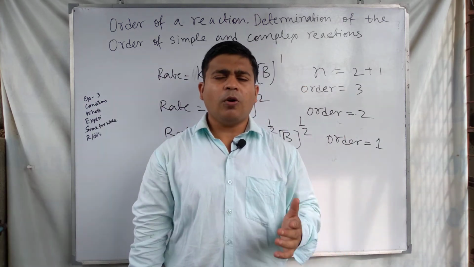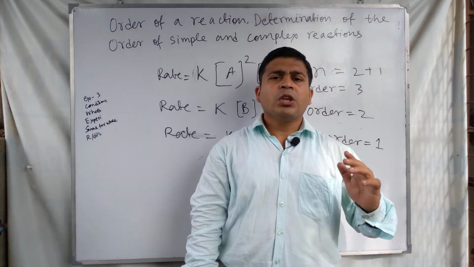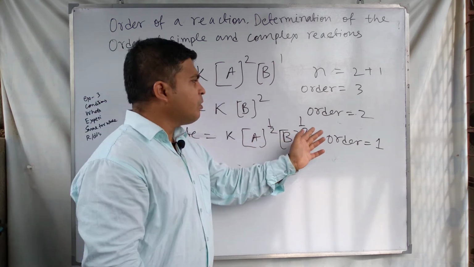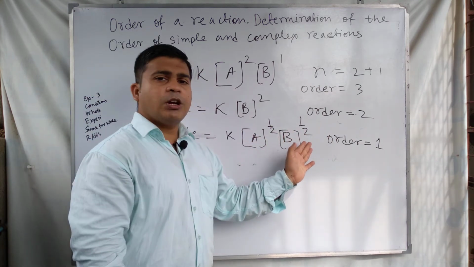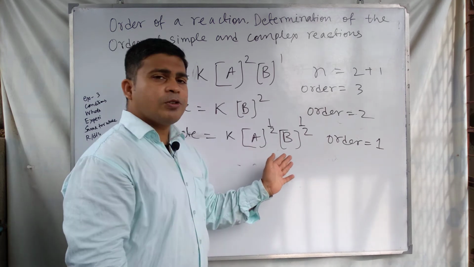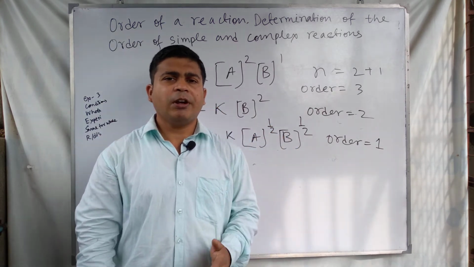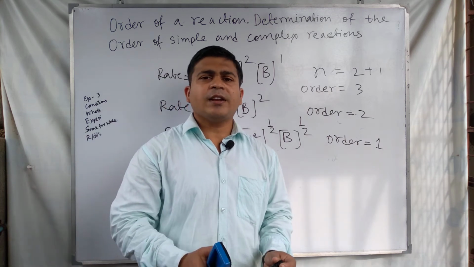So these types of orders are coming, which means these are the findings of orders. How to find the order of a chemical reaction? It is simple: the sum of the powers of the concentration terms, the molar concentration terms of the reactants. In this way you can find the order of a chemical reaction and its characteristics.